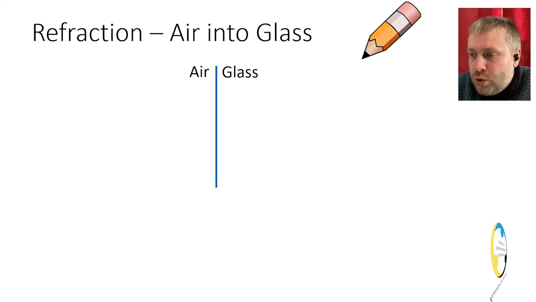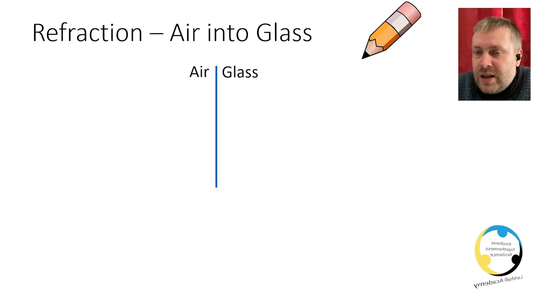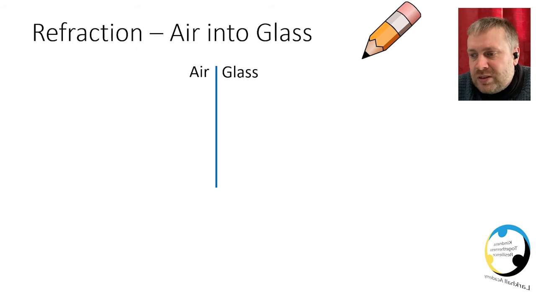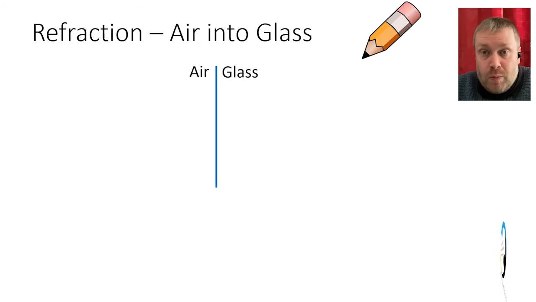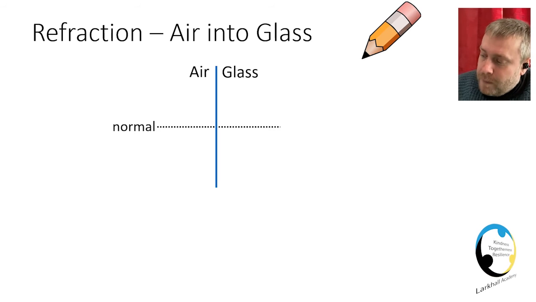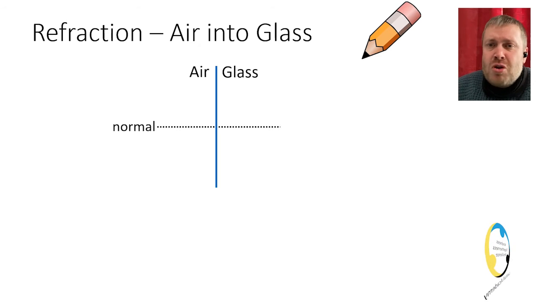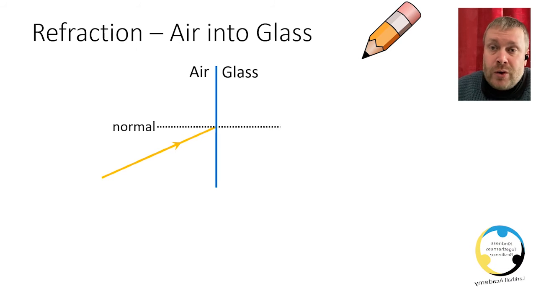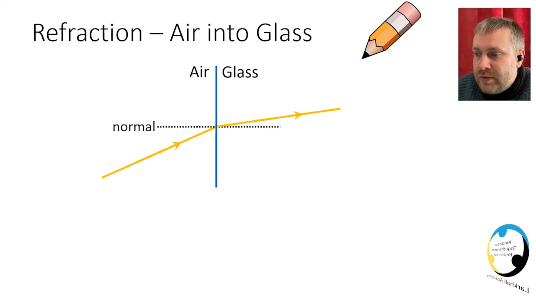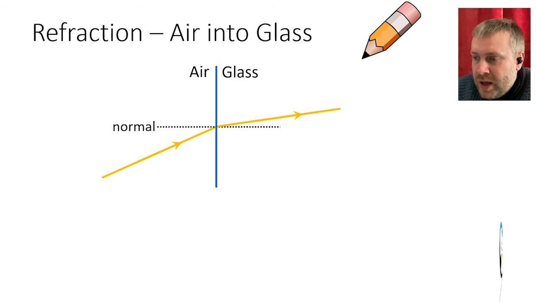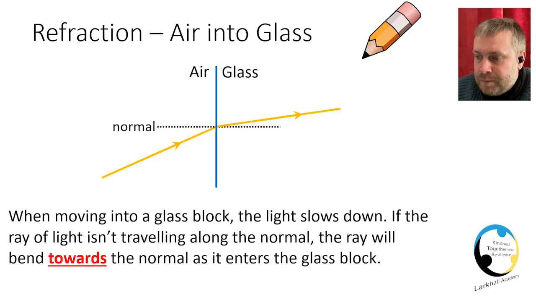So here we've got our air glass boundary. We just call this a boundary. This is basically where we're moving from air into glass. And we have our normal. Always sketch in your normal in any ray diagram. You can't have a ray diagram and be able to explain it without a normal. We have a ray of light coming in. We have a ray of light leaving.